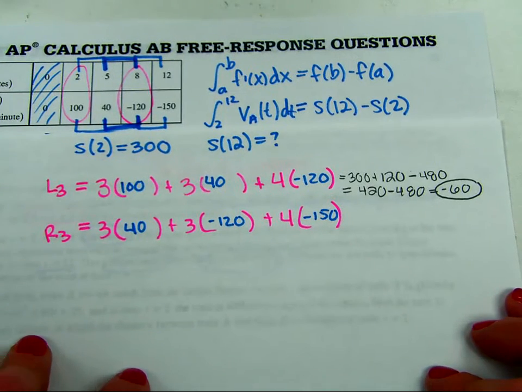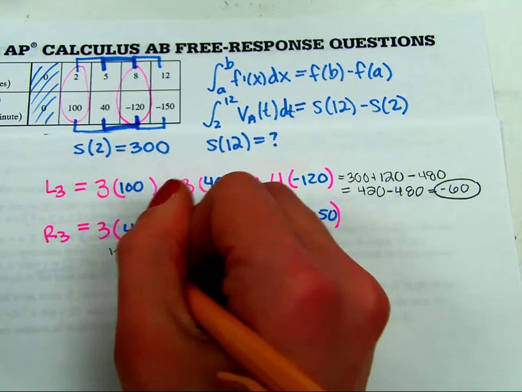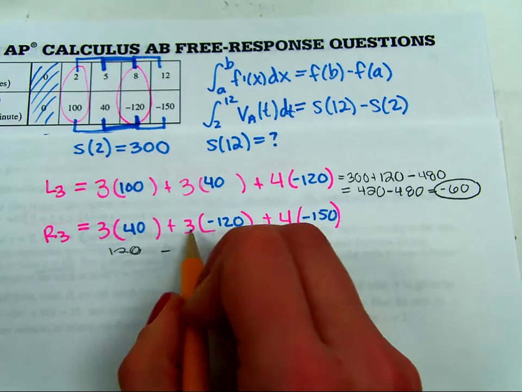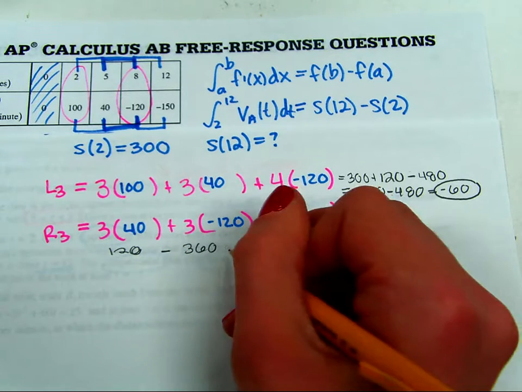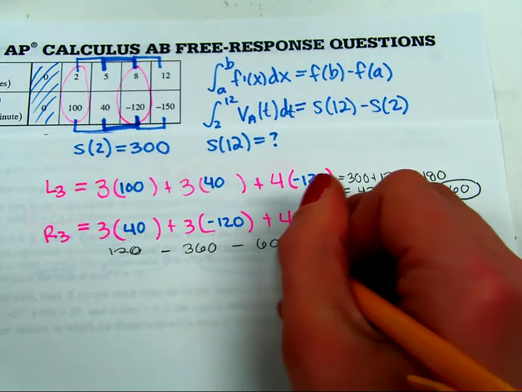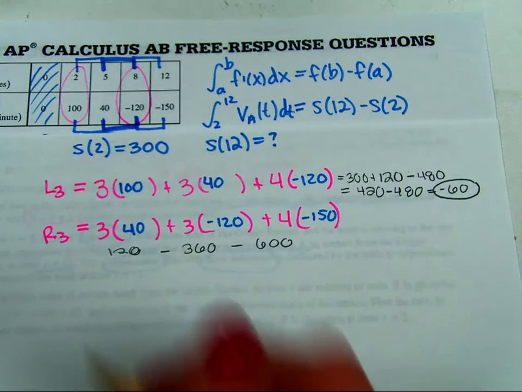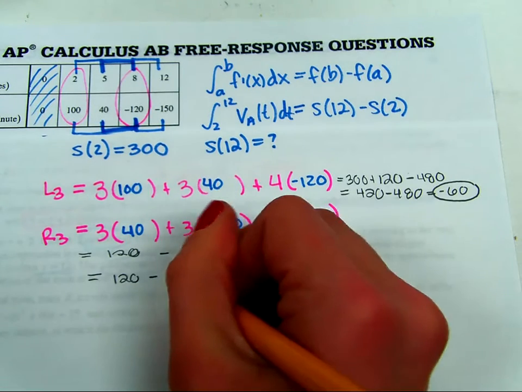We need to do our right Riemann sum too. 3 times 40 is 120, minus 3 times 120 is 360, minus 4 times 150 is 600. So I think that's negative 600. If we add that together, that's 120 minus 960.